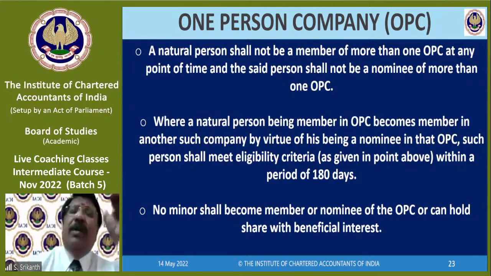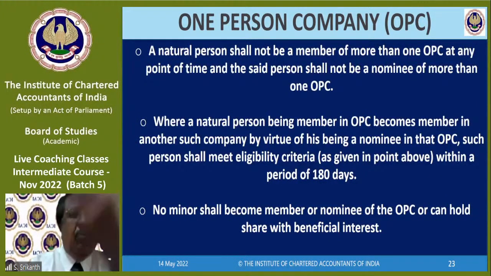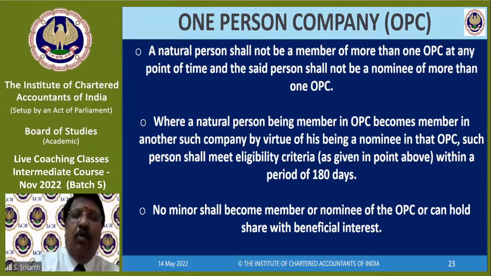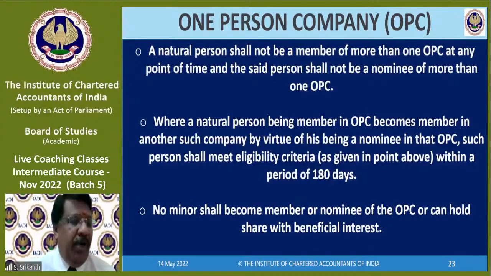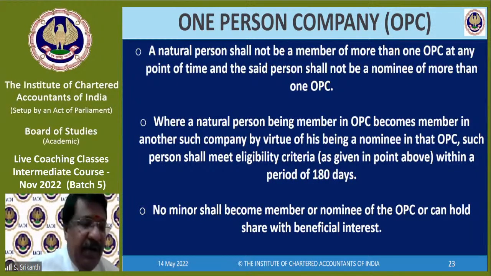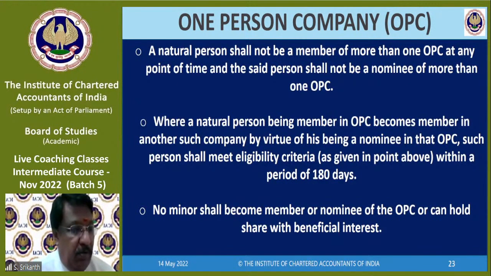Okay. For that, a period of 180 days is given comfortably for him to take a call, which OPC is going to be a member and close or come out of the other OPC. Got it? For that, a time period of 180 days has been given. Are we clear? Fantastic.